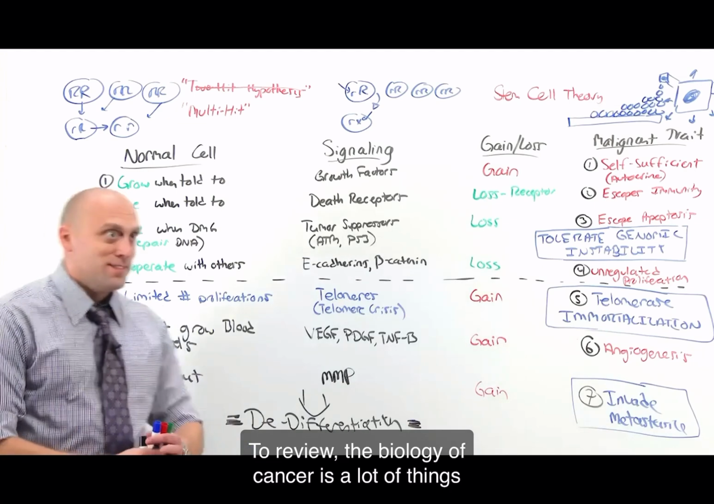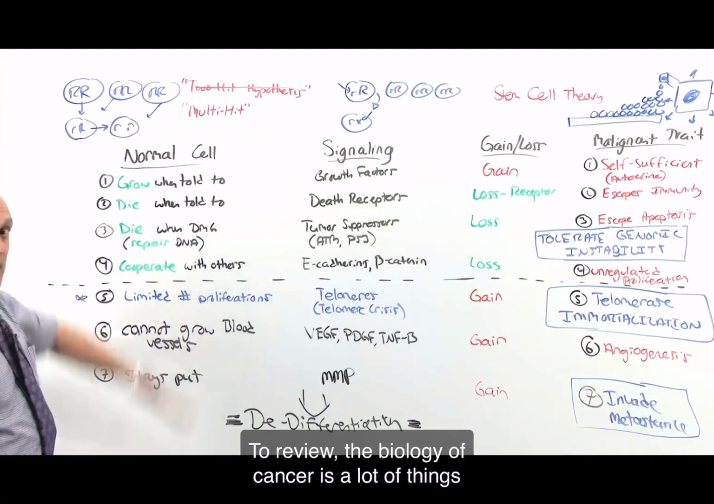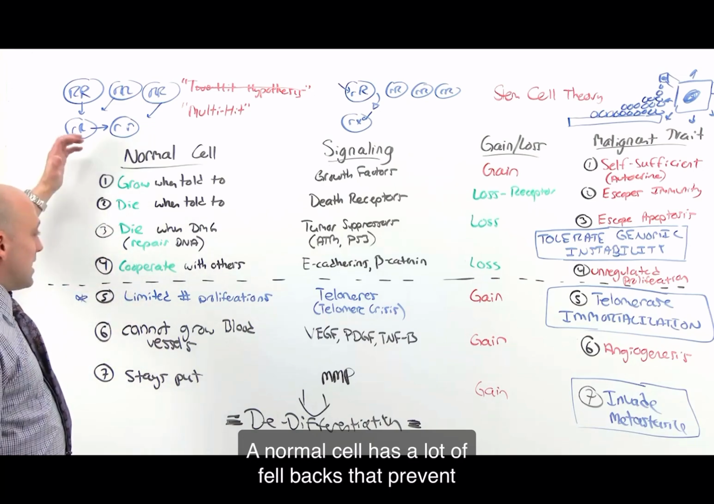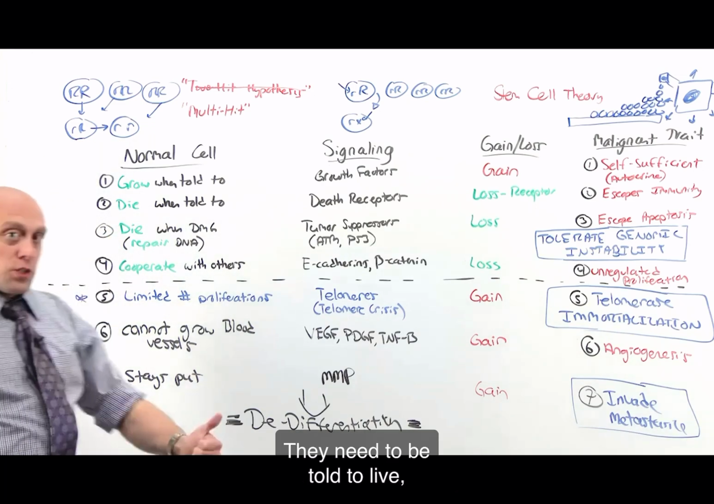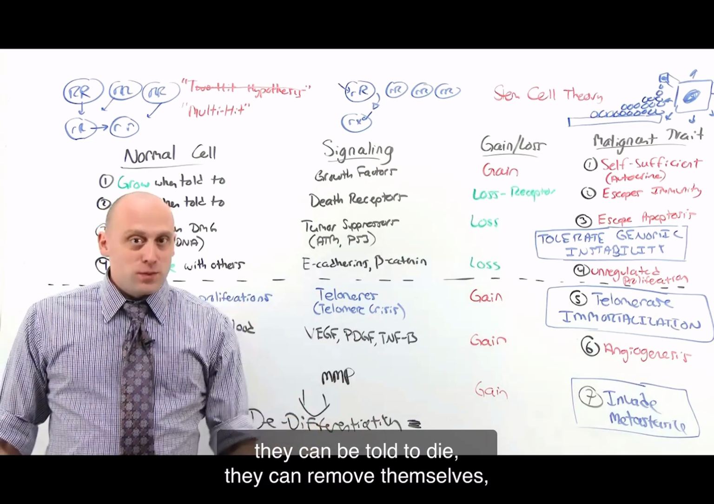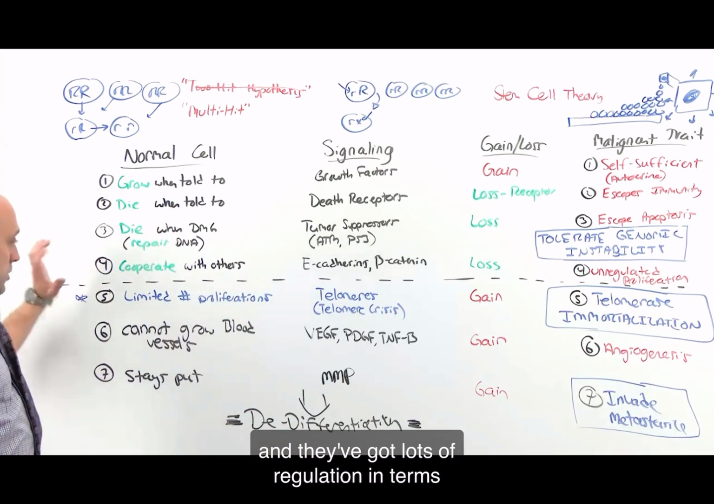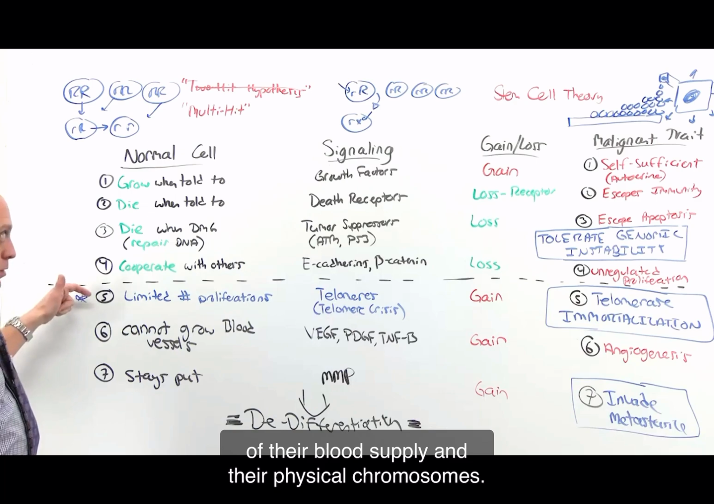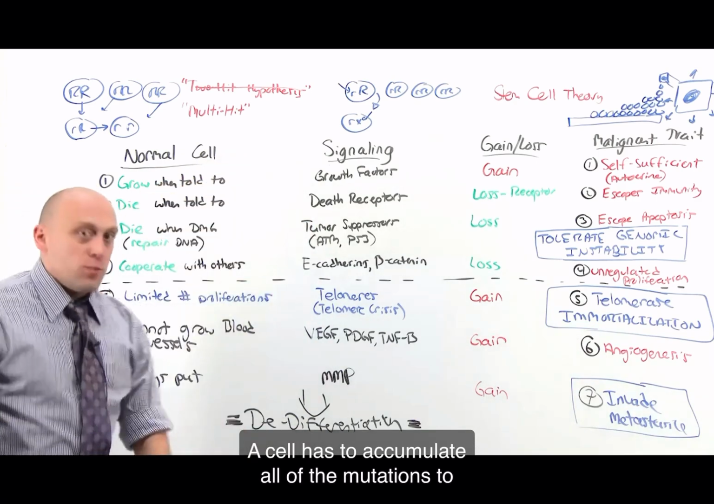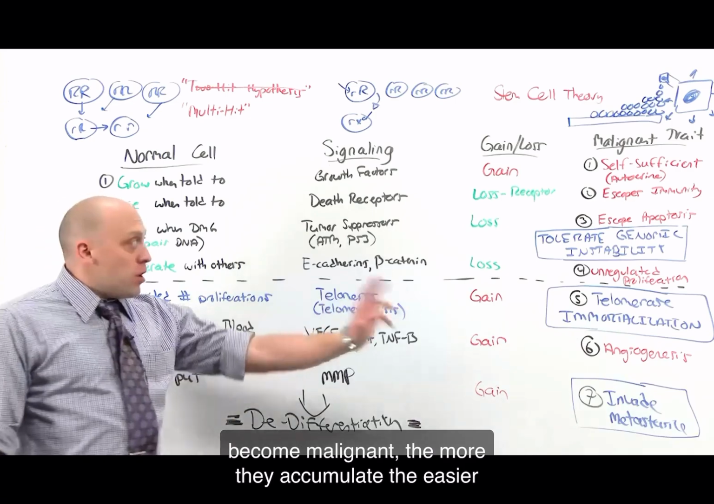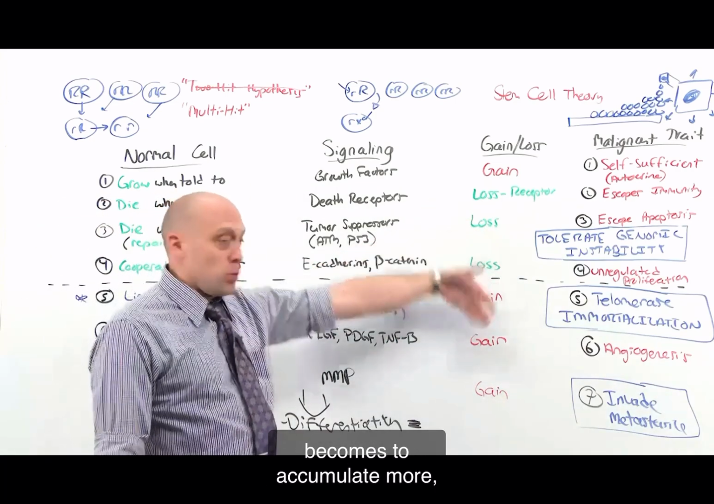To review, biology of cancer is a lot of things have to go wrong. A normal cell has a lot of fallbacks that prevent cancer transformation. They need to be told to live, they can be told to die, they can remove themselves. And they've got lots of regulation in terms of their blood supply and their physical chromosomes. A cell has to accumulate all of the mutations to become malignant. The more they accumulate, the easier it becomes to accumulate more.